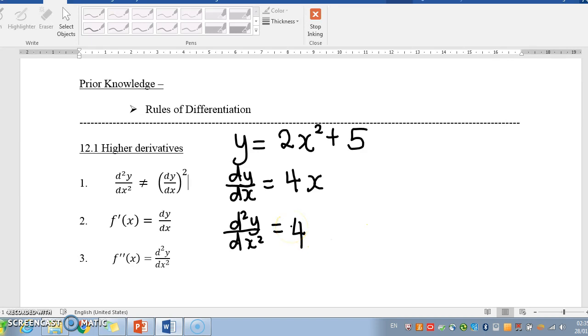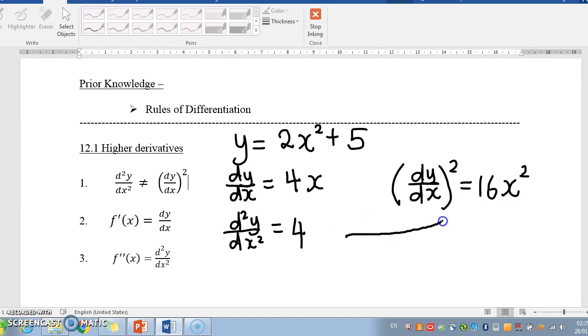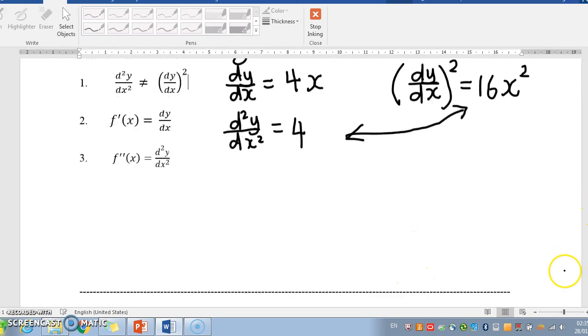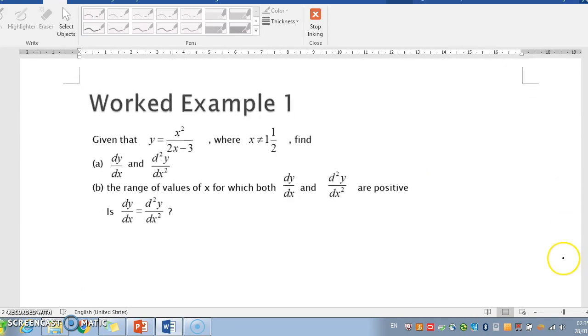But if you were to square your dy dx expression, you will have 16x squared. So therefore, the answer for your d squared y over dx squared is definitely not the same as when you square your dy dx expression. Right, let's move on to take a look at the work example.